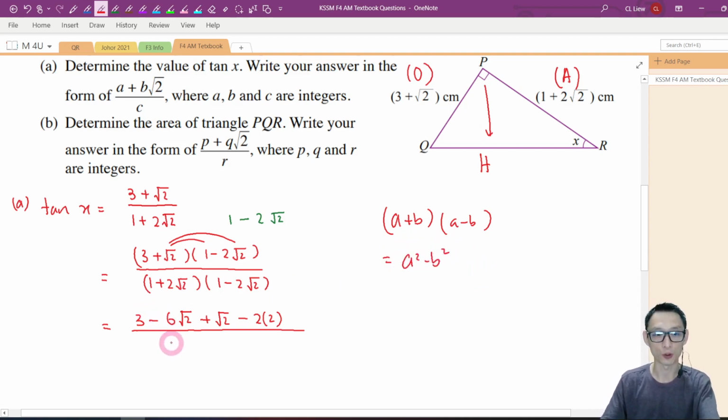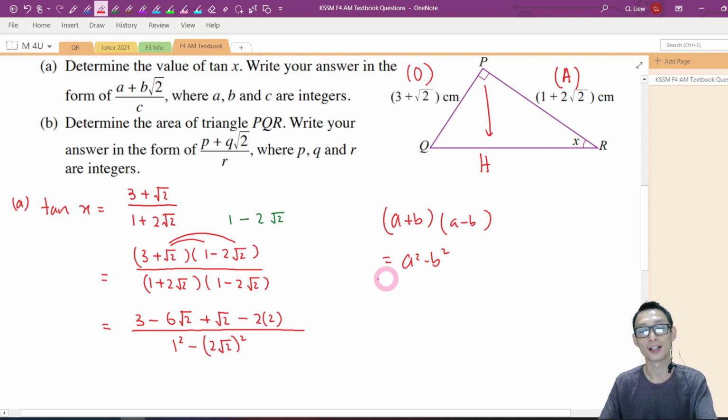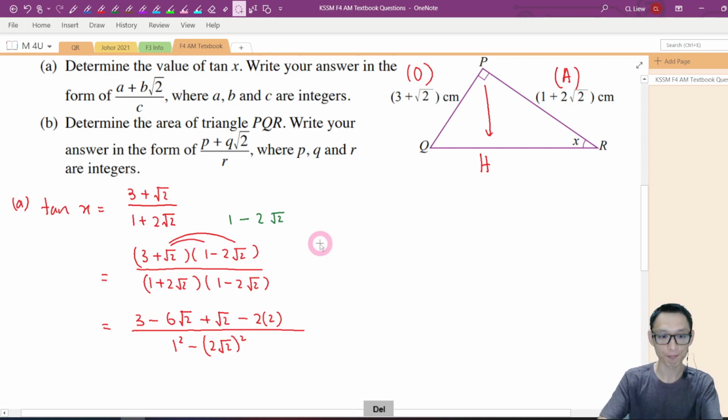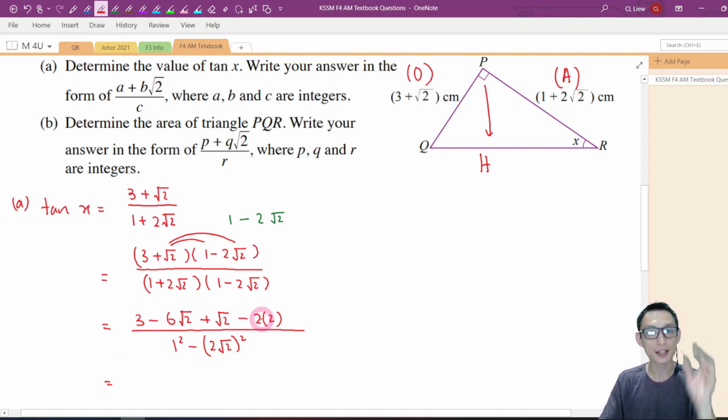So here I'm going to write 1 squared minus 2 times square root of 2 squared. So it's easier. If you want to expand it one by one, you will still get the same thing. Now let me continue doing it. So 3 minus 4, negative 2 times 2, you will get negative 4. I think I write this one first, clearer for you. So this is negative minus 4, and this one is negative 6 times square root of 2 plus square root of 2, which is actually equal to negative 5 times square root of 2.